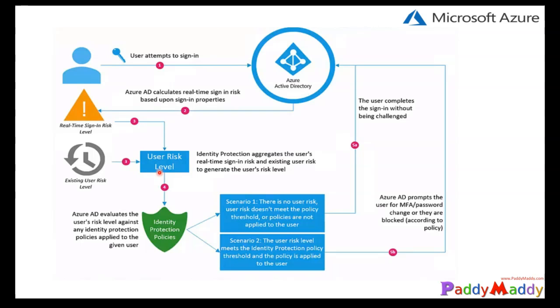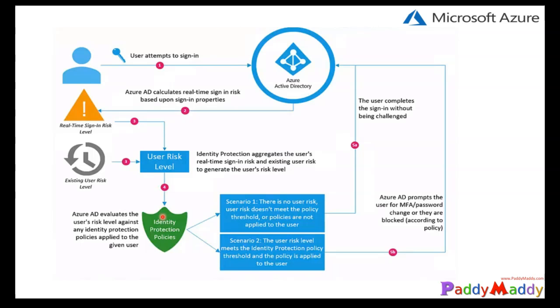If not, once we get this score, it goes to the identity protection policies, where we configure automated actions to be taken in real time. So all these days, before Azure AD Identity Protection, we used to work maybe post sign-in.